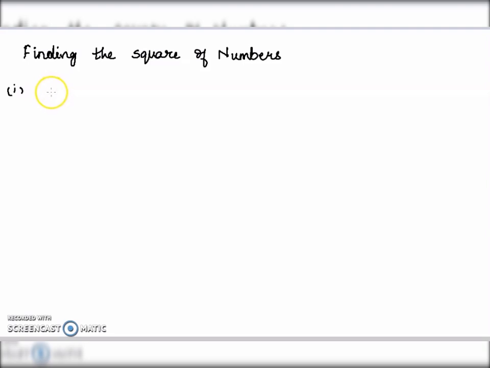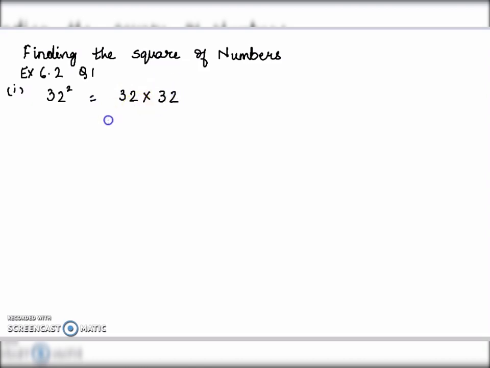this is question number 1 of exercise 6.2, where you're finding the square of numbers. Like the first part is 32 square. You have to find the square of 32. So that is 32 into 32. This is what you have to find out.